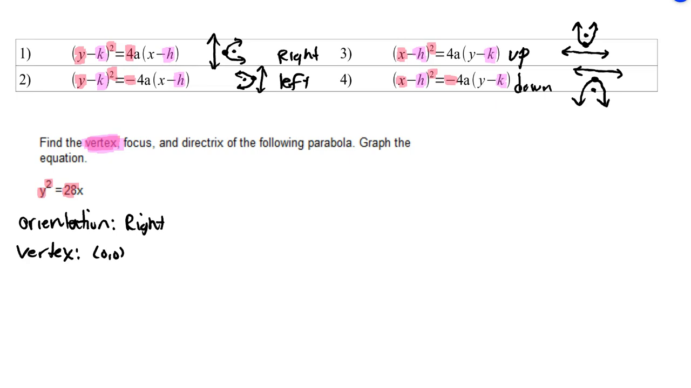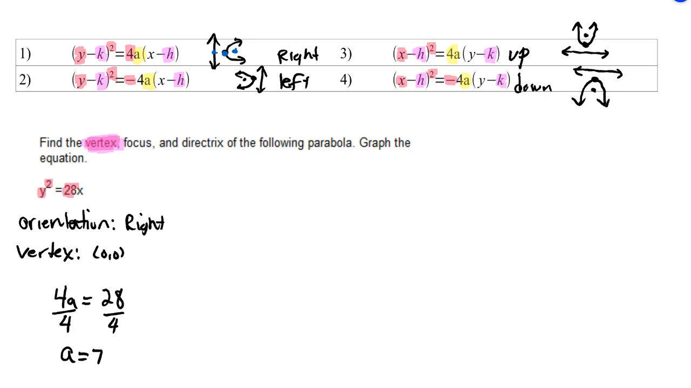And then in order to find the focus and the directrix, we need to know that value of A that we see in these equations. So to find that value of A, we're going to set 4A equal to the coefficient that we have on our parabola. So I'll divide both sides by 4 and get that A is equal to 7. So A is the distance between the vertex and the focus, and it's also the distance between the vertex and the directrix.